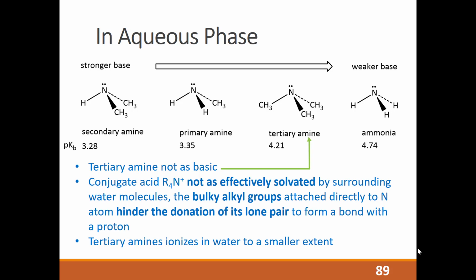This is because the conjugate acid of the tertiary amine is not as effectively solvated by the surrounding water molecules. The bulky alkyl groups attached directly to the nitrogen will hinder the donation of its lone pair to form a bond with a proton. Hence, in water, tertiary amines ionize to a smaller extent, and they are only slightly more basic than ammonia.